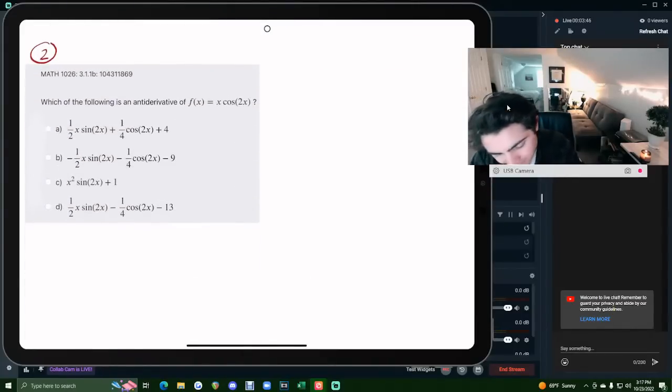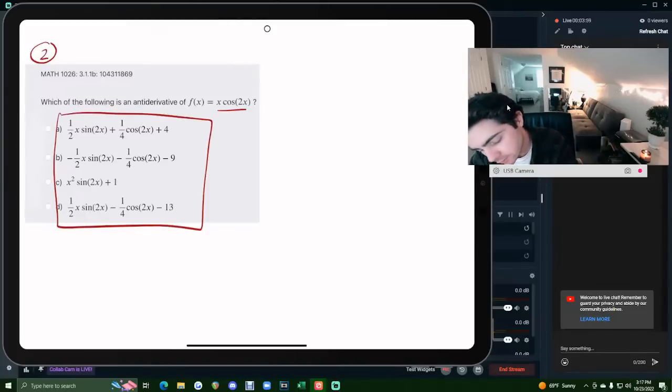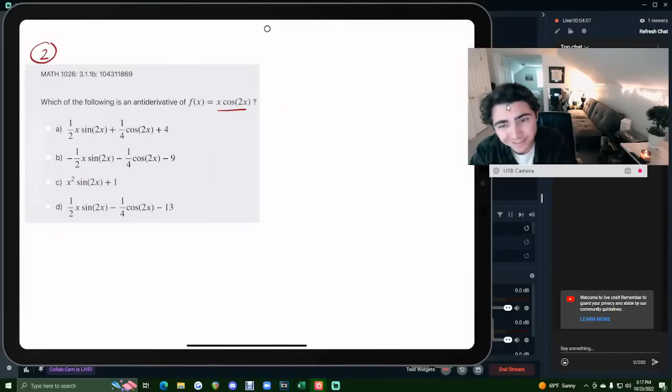Number 2. They say which of the following is an antiderivative of this. Now, if we could take antiderivatives of functions like this, then by all means do that. But I think the approach here that they want you to do is to take the derivative of all 4 of these functions and see which derivative matches this or simplifies to this. I'm not going to take the derivative of all 4 of these, but I will take the derivative of the first one and show why it is our answer.